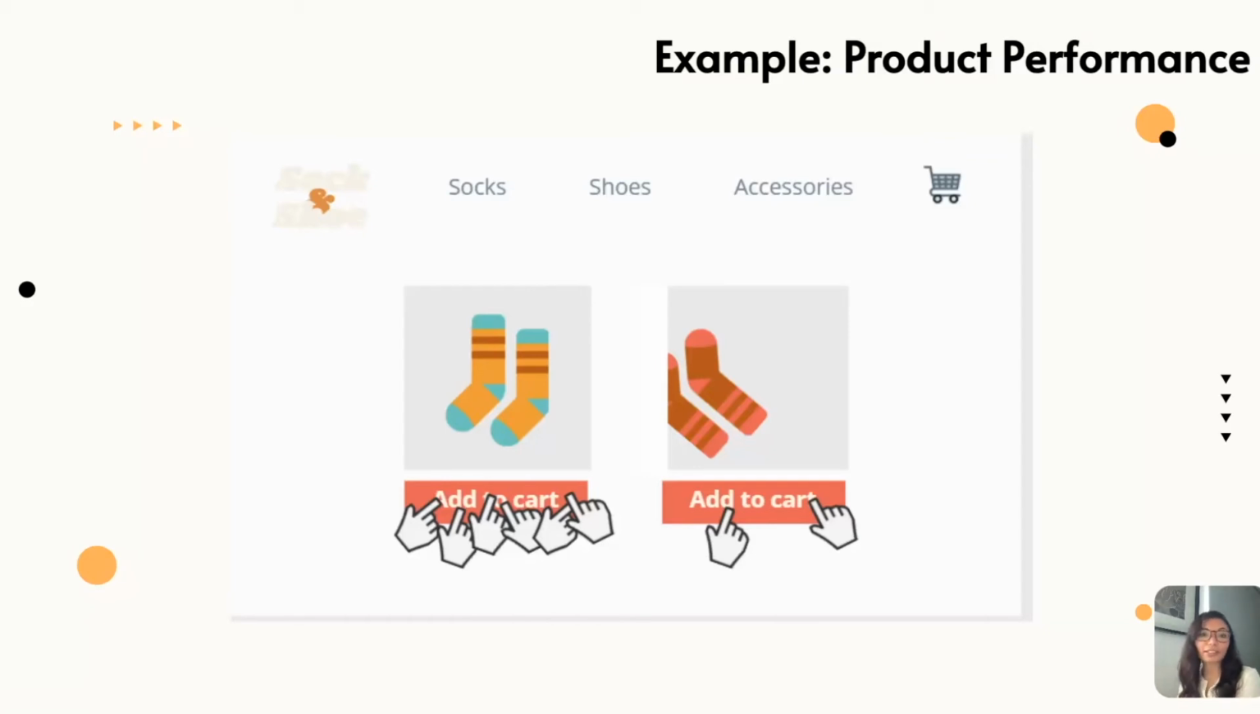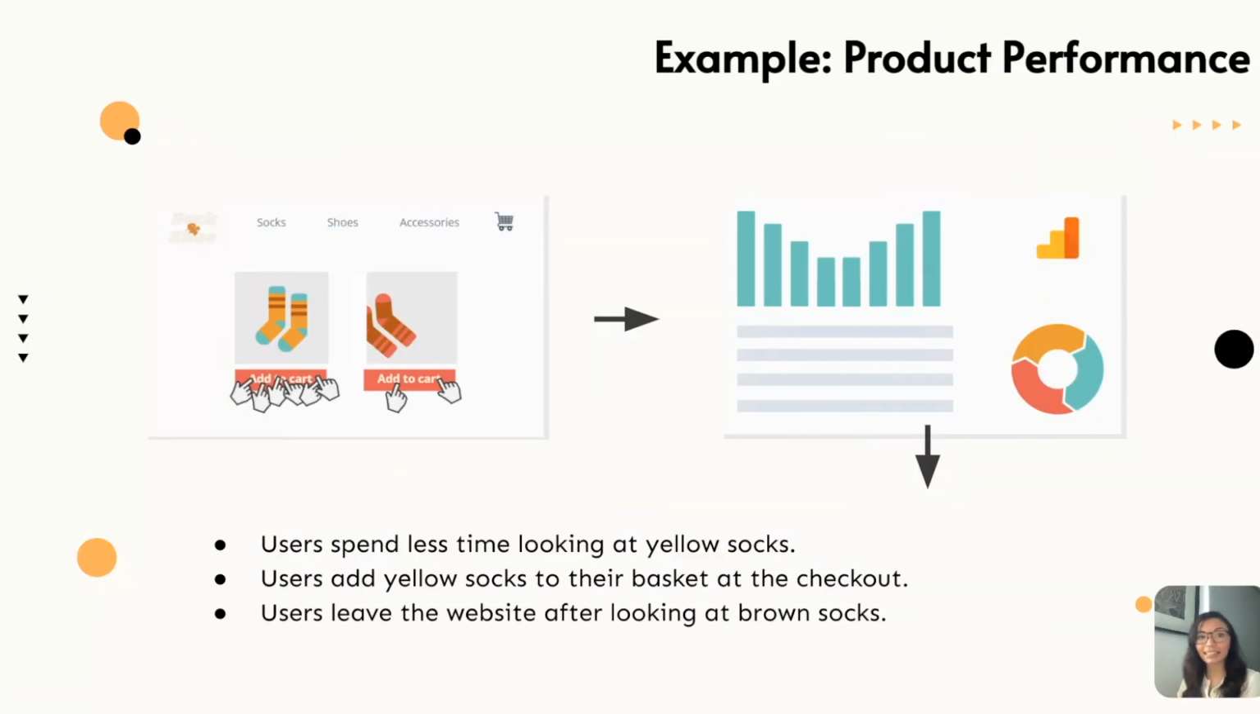So customers will be interacting with your website and clicking on products. And here on the example on the screen, we can see lots of people are adding socks to their carts. This data is collected by Google Analytics, and we might find out that lots of people love adding yellow socks to their baskets. They might spend an average of 10 seconds looking at the product page, and they're most likely to add these socks at the checkout as an extra. We also might find out that the brown socks aren't doing as well as the yellow socks, and we see that people are leaving the website after seeing these socks.